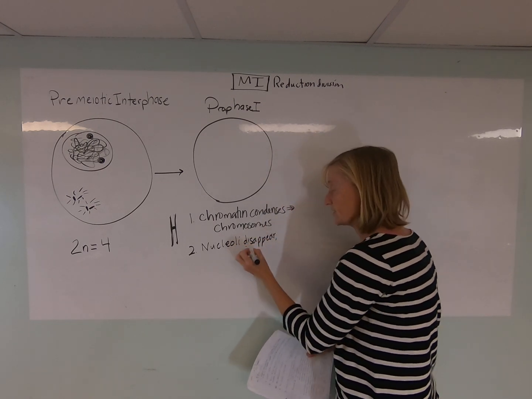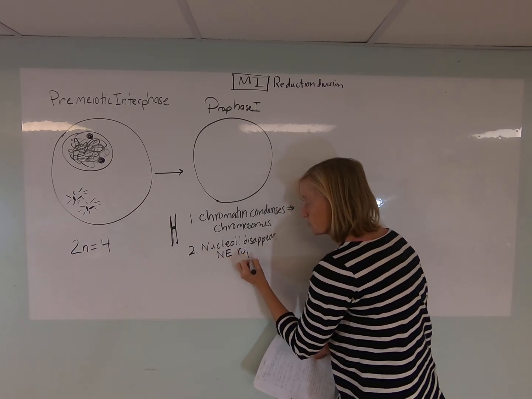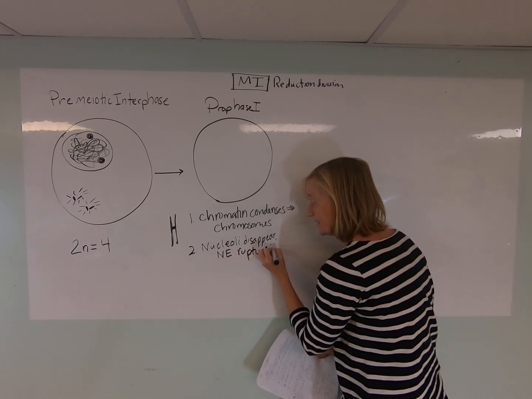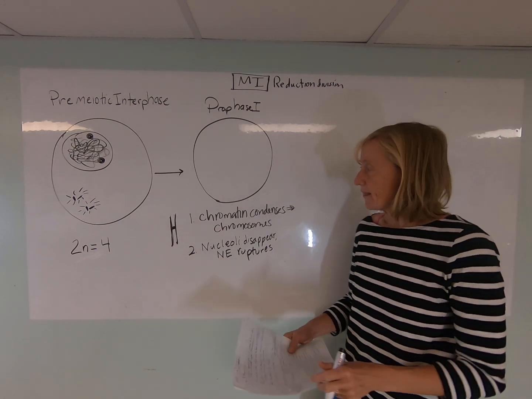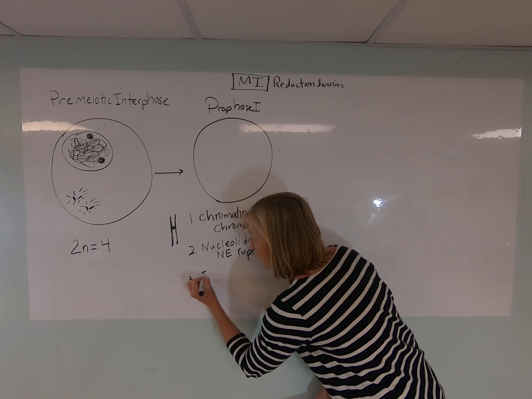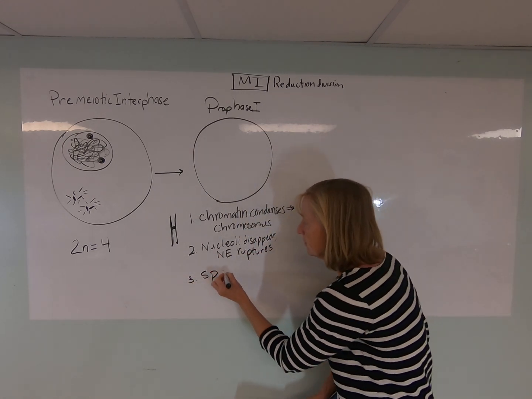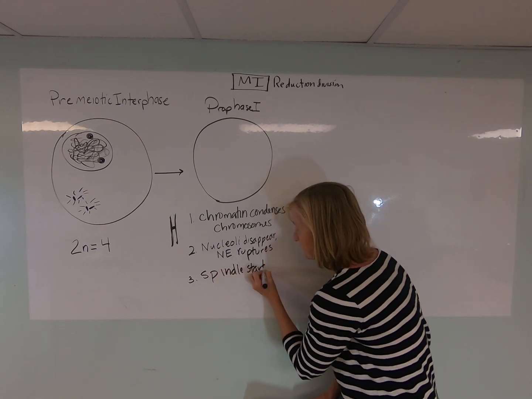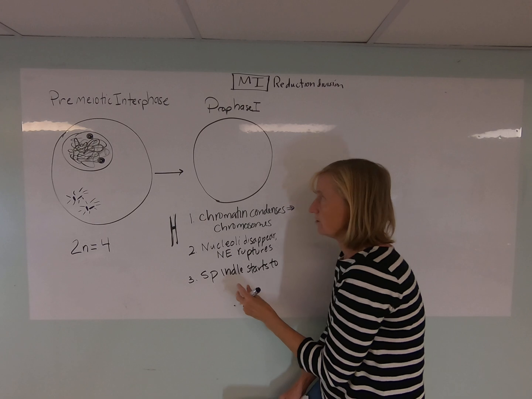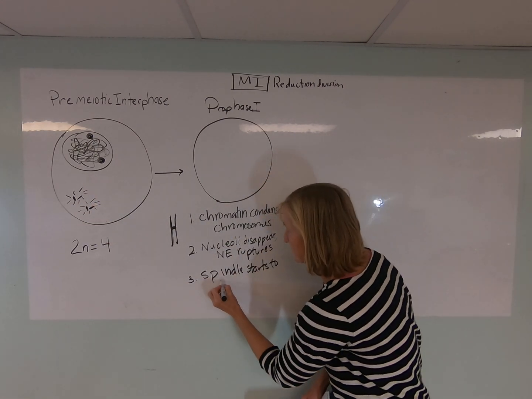Late in prophase 1, the nuclear envelope ruptures. So I'm just writing NE for nuclear envelope there, all right? And the spindle starts to form. We're not going to call it the mitotic spindle this time. It's the meiotic spindle, but the spindle starts to form. And that's a network of microtubule fibers extending between the two centrosomes.